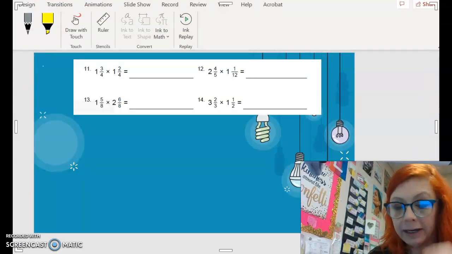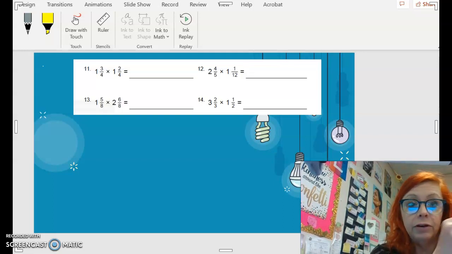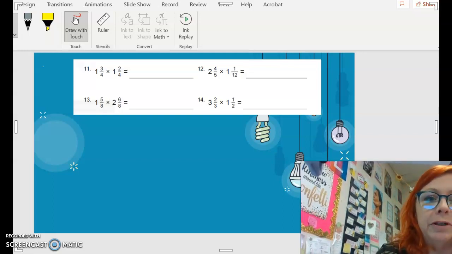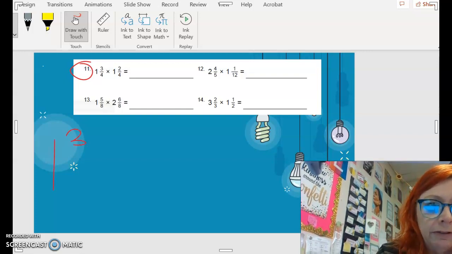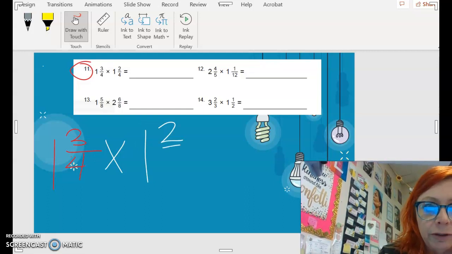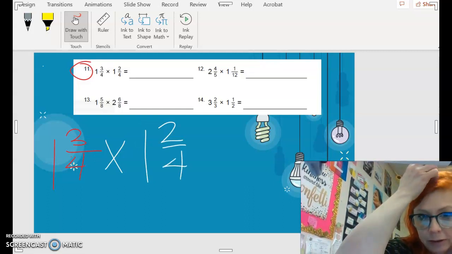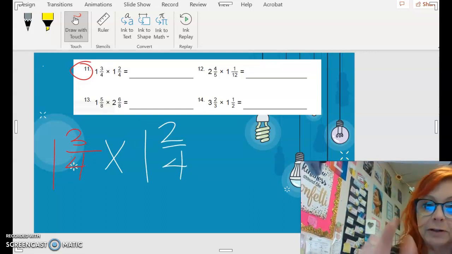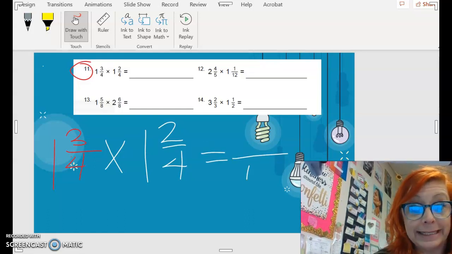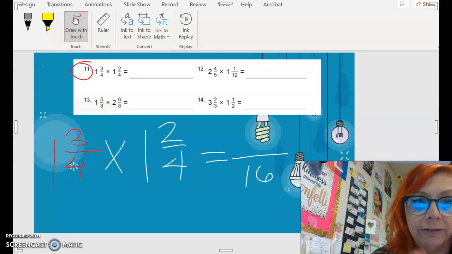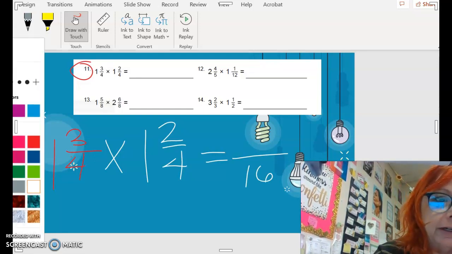All right, let's try another one. So you don't have to do number 11, so maybe we should do number 11 as our example. 1 and 3/4 times 1 and 2/4. Ooh, I already know what my denominator is going to be. Do you? It's going to be 60. I'll let you figure that out if you haven't figured it out already.